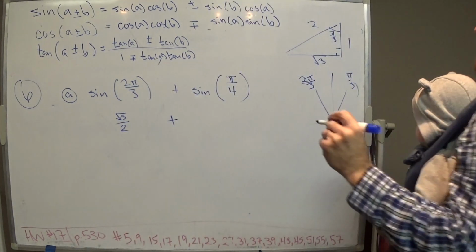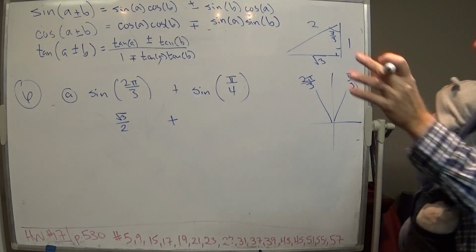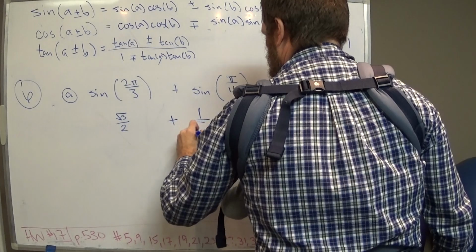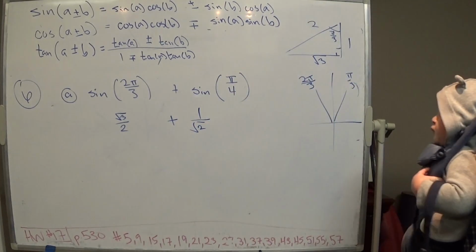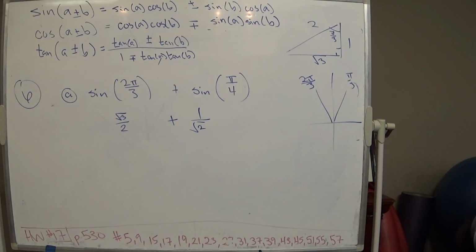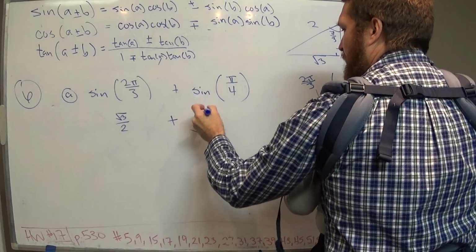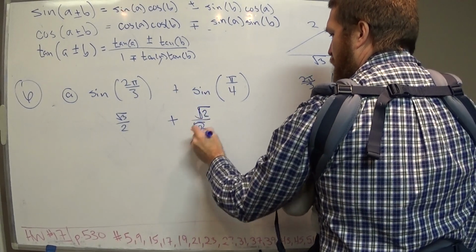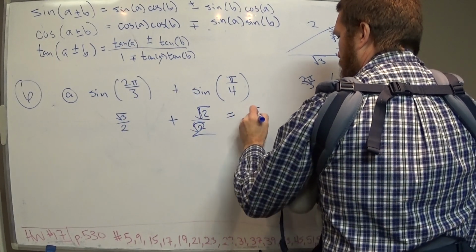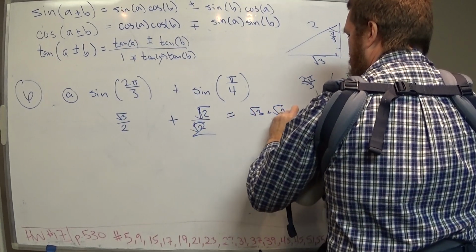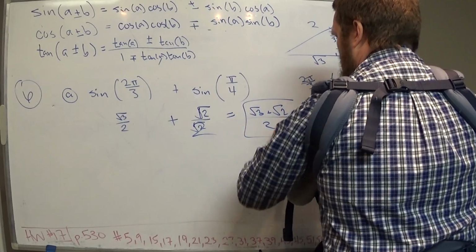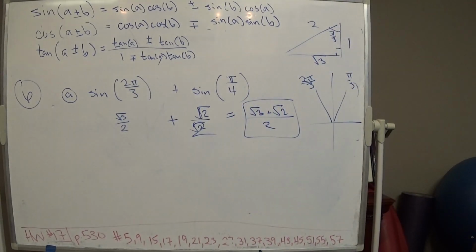What's sine pi over 4? 1 over root 2. There you go. I guess we could combine these and say this is the same thing as root 2 over 2, which is root 3 plus root 2 all over 2. Okay, I guess.